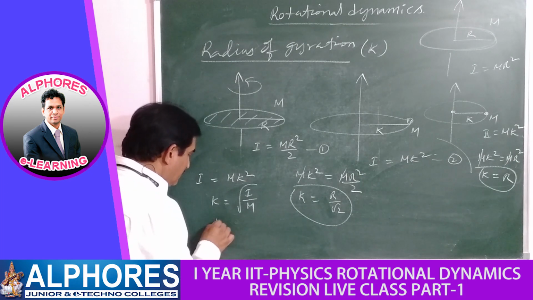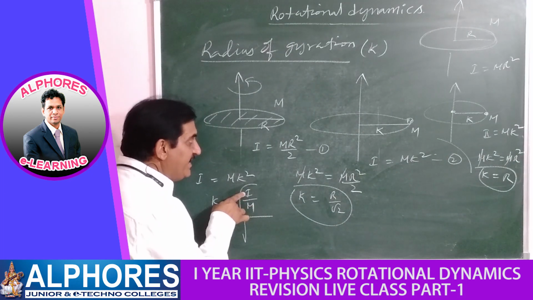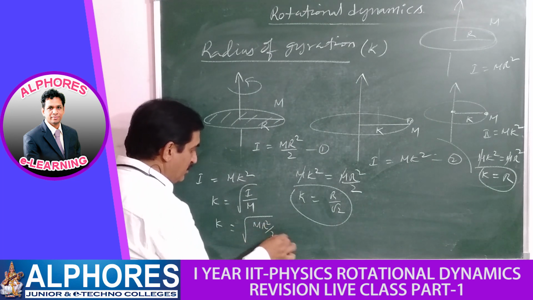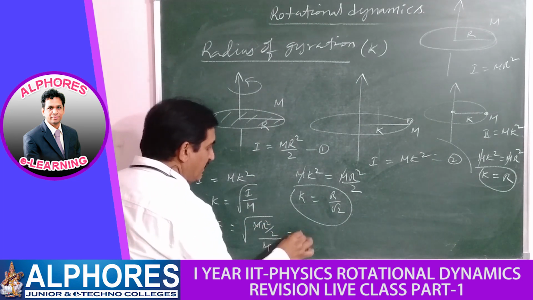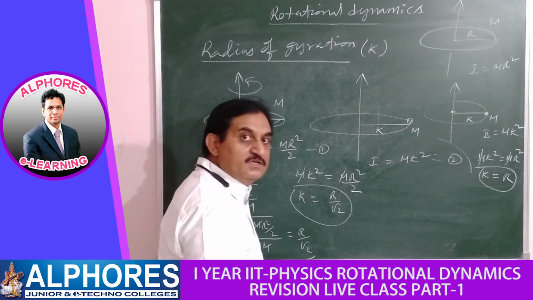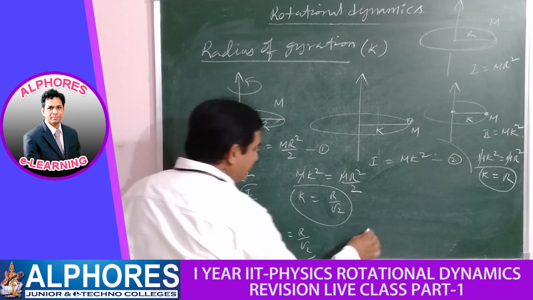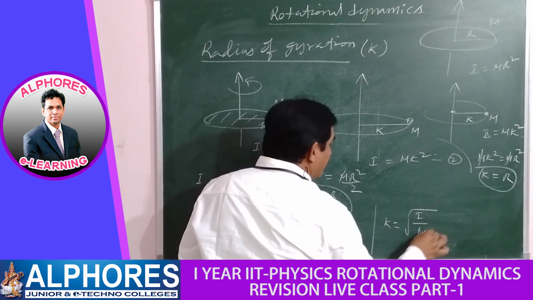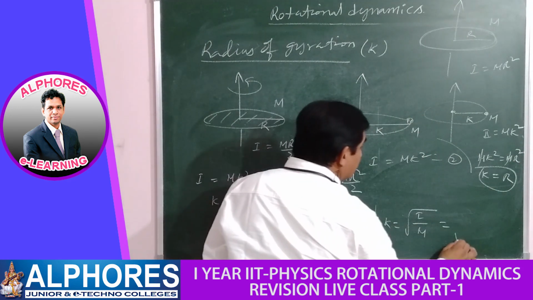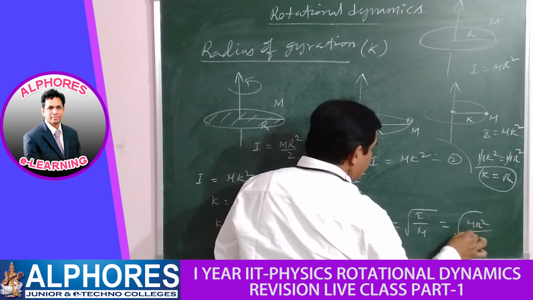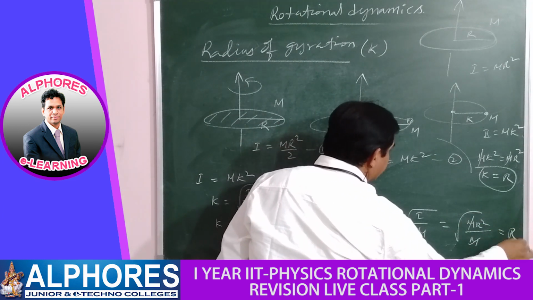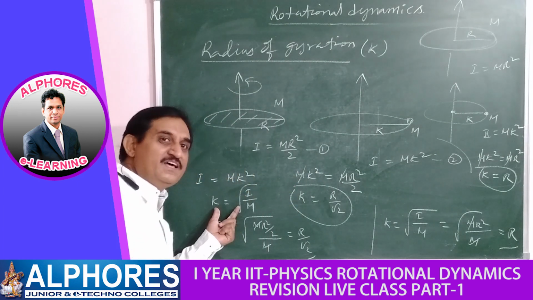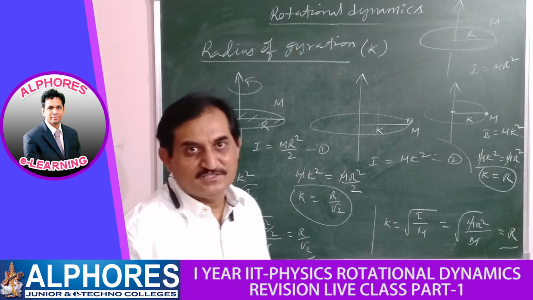So here, if you know the moment of inertia I of any regular body, suppose a disk, mr square by 2, divided by m, m gets cancelled, k is r by root 2. Suppose it is a circular ring, then k is equal to root over I by m. I, the moment of inertia of a circular ring, is mr square, divided by m, m gets cancelled, which gives r. So this is a formula related to radius of gyration.